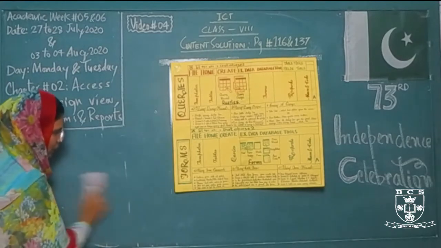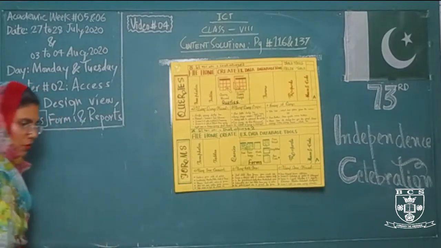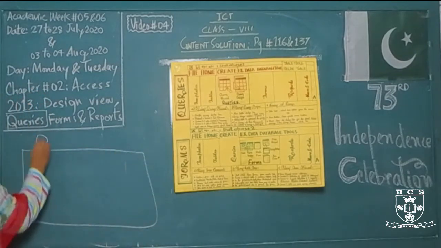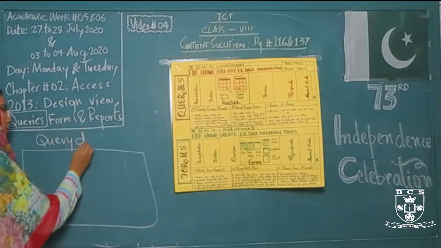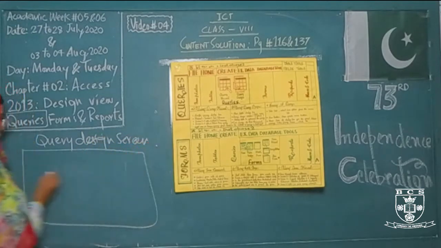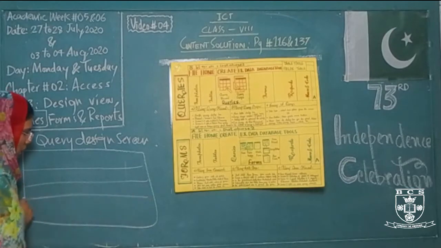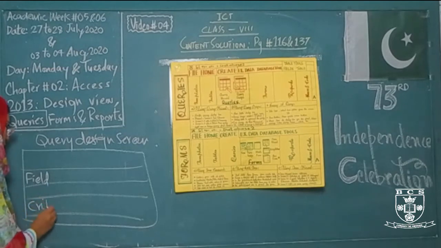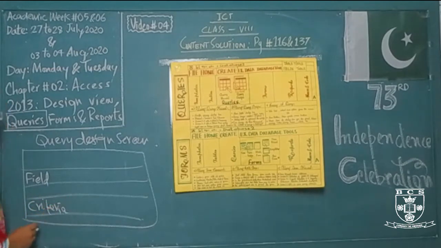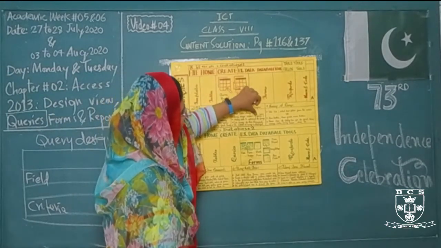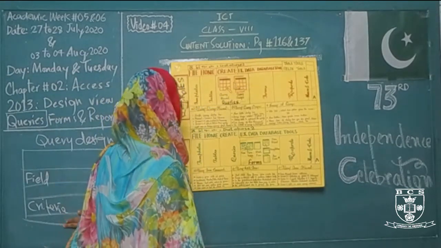a table with different columns. This is your query design screen. Different columns are there, and this is representing your fields, the criteria, and some other different options. So field, table, type or criteria, all the different options are mentioned over here.